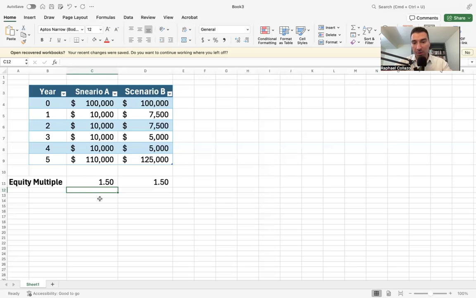Therefore, the numbers are actually going to be exactly the same when it comes to your equity multiple, because you were receiving essentially 50% more over the course of that 5 years of what you initially invested. So in these cases, the equity multiple would be the same.